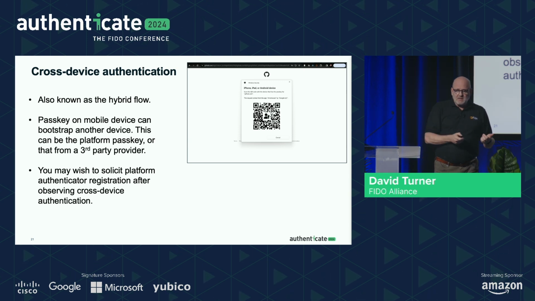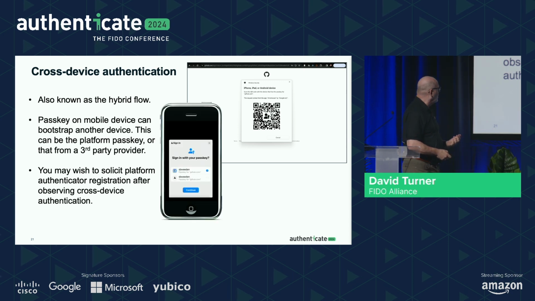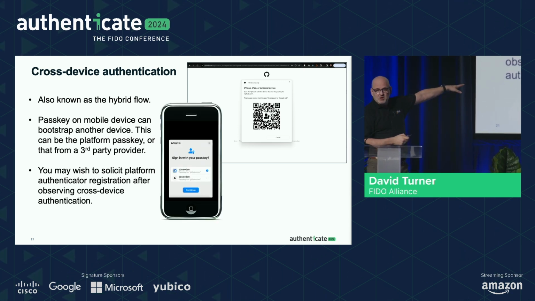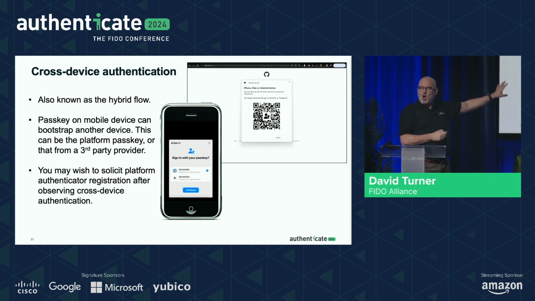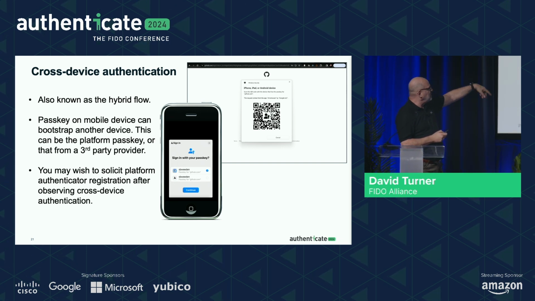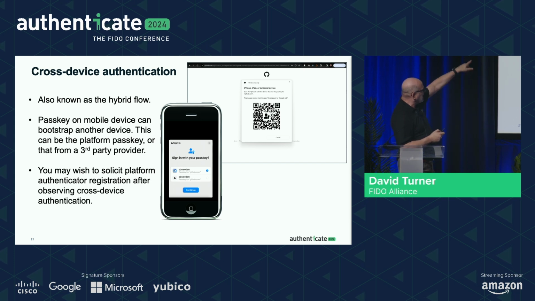So what happens is that the site I'm trying to log into, say on a laptop, will show this QR code. You scan the QR code with your phone. It then gives you the options that exist on that phone for doing the authentication. It then does the FIDO authentication through a back channel, which was set up using the QR code.